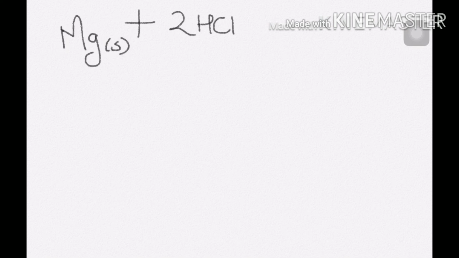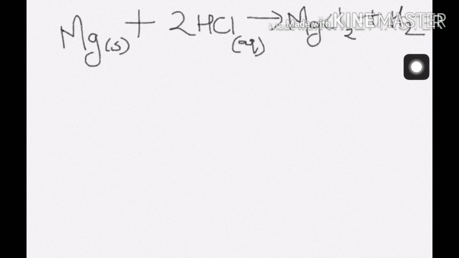So we will see this in the form of an equation. Magnesium is in the form of ribbon, so it is solid in state, reacting with HCl, hydrochloric acid, and this is dilute HCl, meaning HCl mixed with water, which is aqueous, to give out MgCl2, magnesium chloride, which is again aqueous, and H2 gas, meaning hydrogen gas is released. So what happens? Magnesium replaces the hydrogen from HCl, and this hydrogen gas is released.